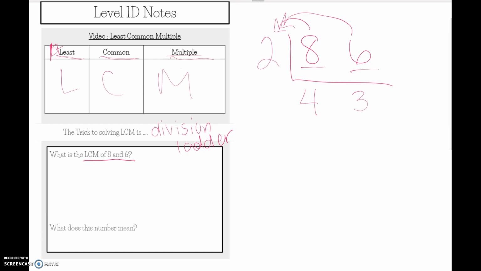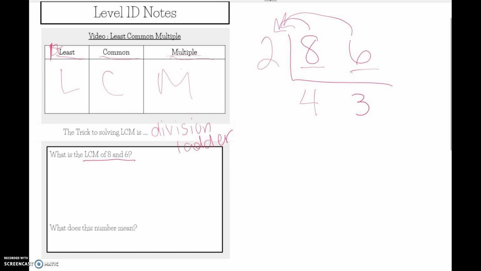So now here's the difference. Last time when we did the GCF, we focused on this side part here. If I was just finding the greatest common factor of 8 and 6, it'd be 2. But I'm not doing that this time. So let me undo that so we don't get confused. This time, we're finding the least common multiple.